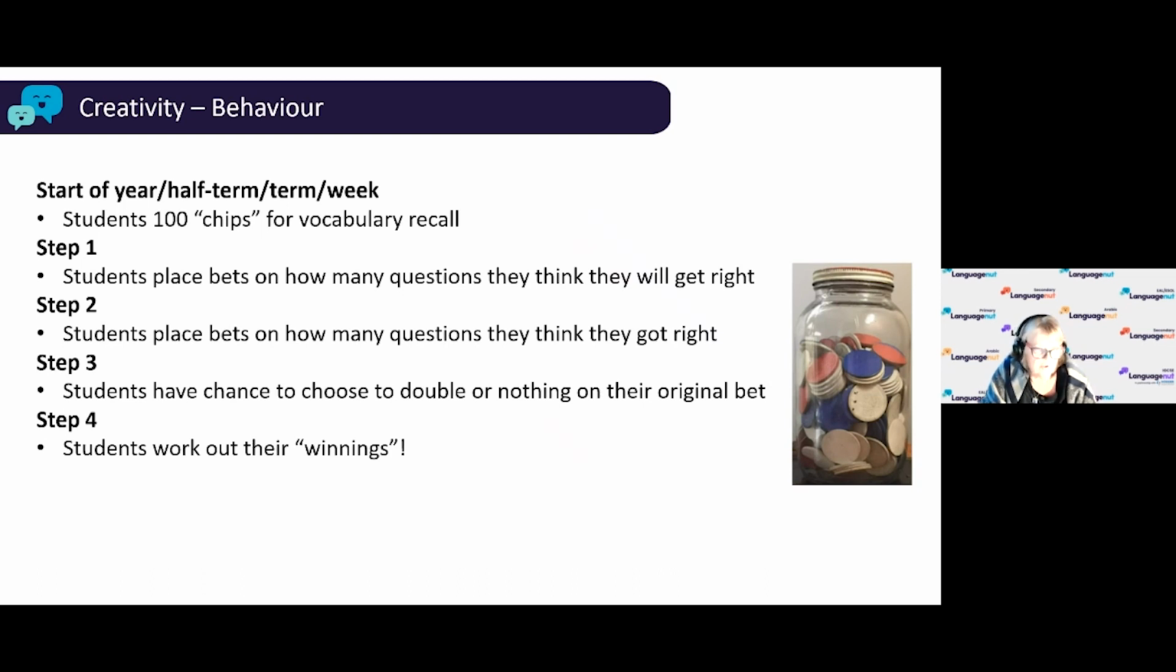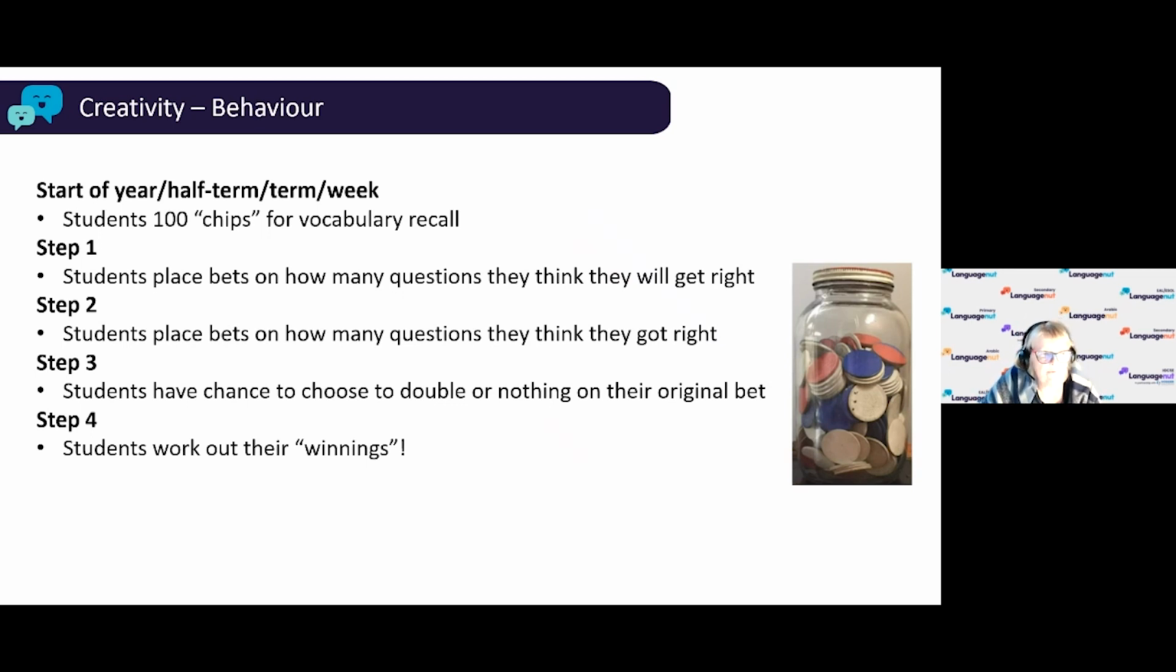And then they have to choose double or nothing on their original bet, and then the students work out the winnings. Again, it's a little bit of cross-curricular, it's a little bit of fun, and it's something that I've done in a form of this when I've been doing formative assessment or even some formal assessments to get particularly difficult children to engage with assessment rather than just sitting there and writing nothing in an exam or an assessment. And again, you can use it with your students at any time.